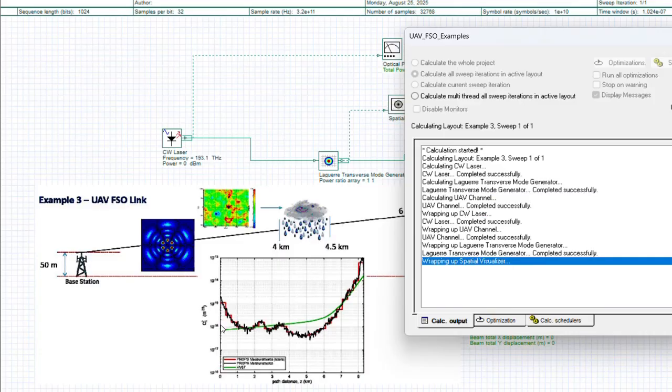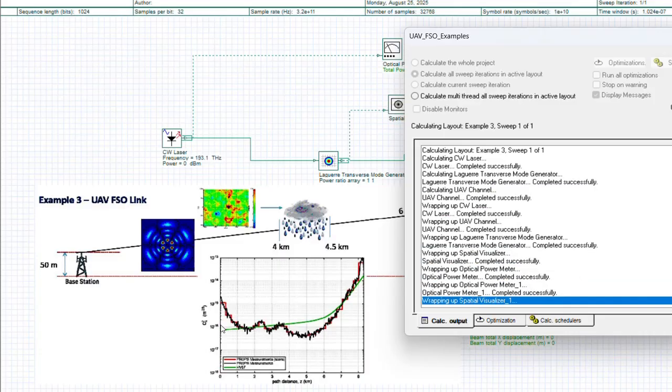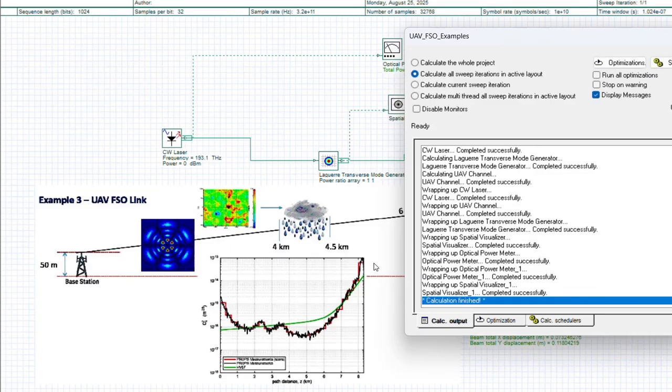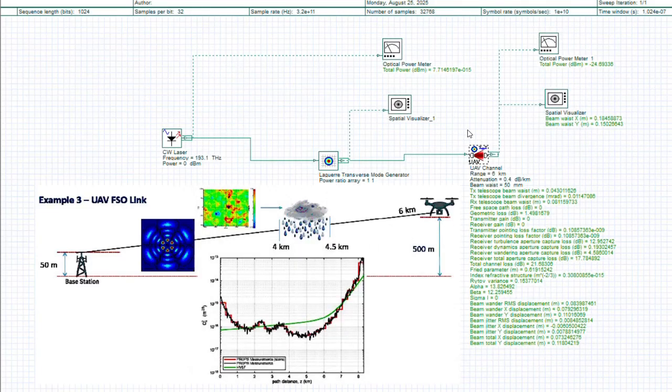However, there are advanced techniques where one would like to include a spike or increase in the Cn square due to, for example, the propellers involved in the UAV. For example, if the UAV generates some heat or some changes in the index refractive structure, you would like to capture that. So that's going to be our next stage here.